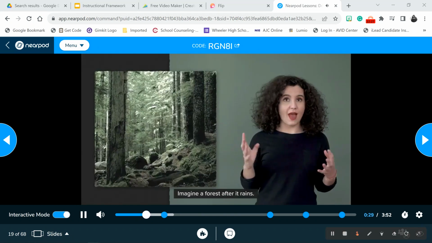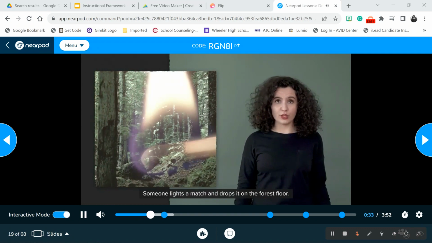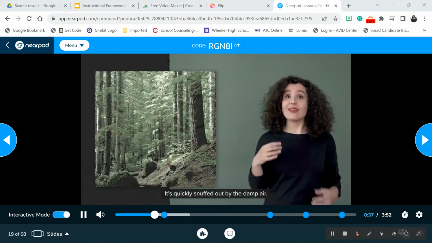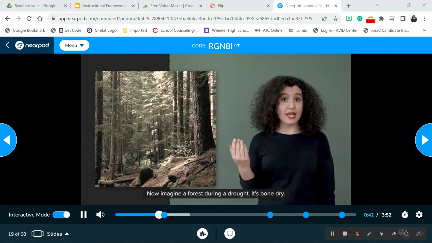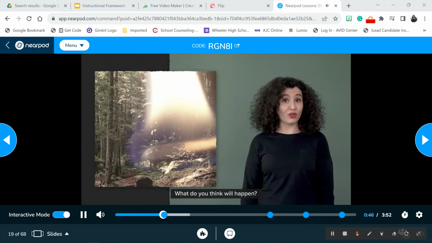Imagine a forest after it rains. Someone lights a match and drops it on the forest floor. It's quickly snuffed out by the damp ground. Now imagine a forest during a drought. It's bone dry. Someone lights a match and drops it on the forest floor. What do you think will happen?